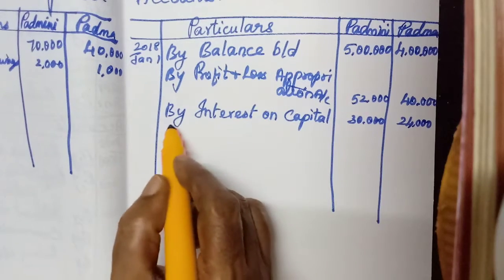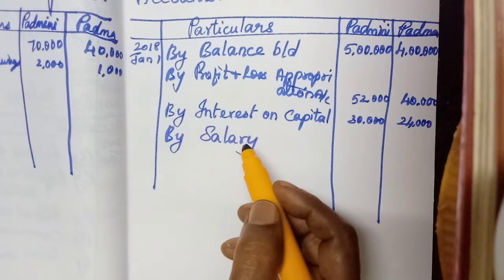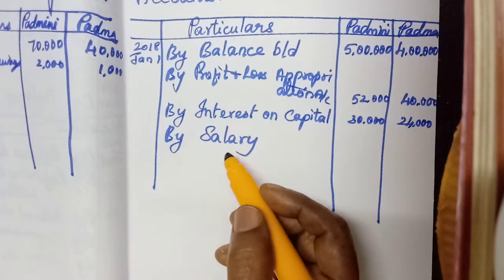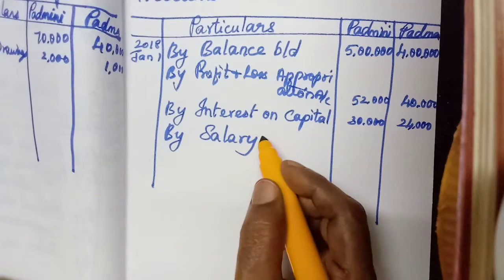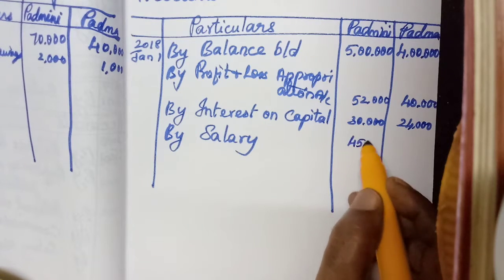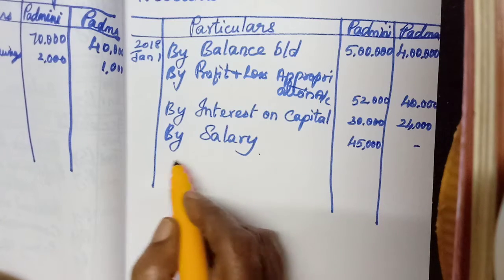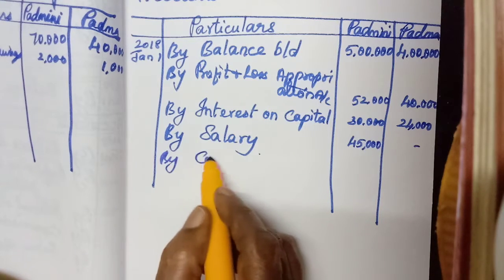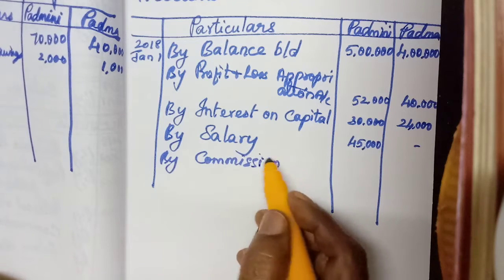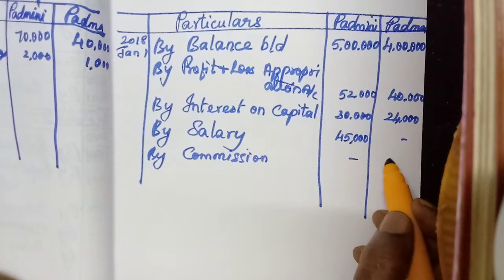Salary, by salary. We have studied only drawings and interest on drawings, then share of loss on the debit side, all the other items on the credit side. So salary 45,000. This is for only one partner. The next partner, Padma, no salary. Then by commission. Commission also only one partner, Padma alone, 21,000.